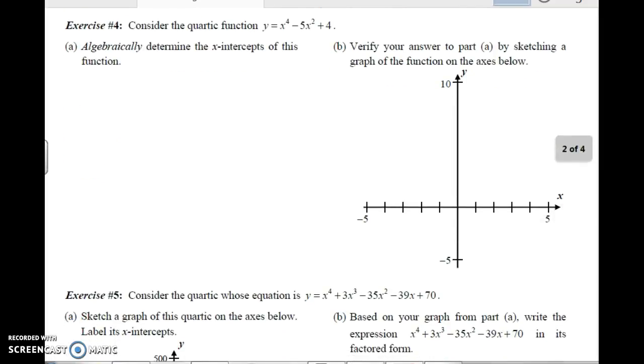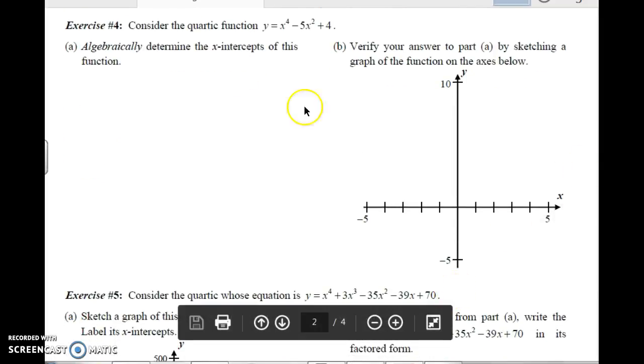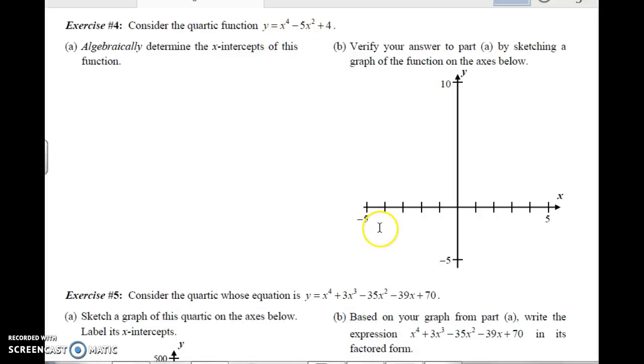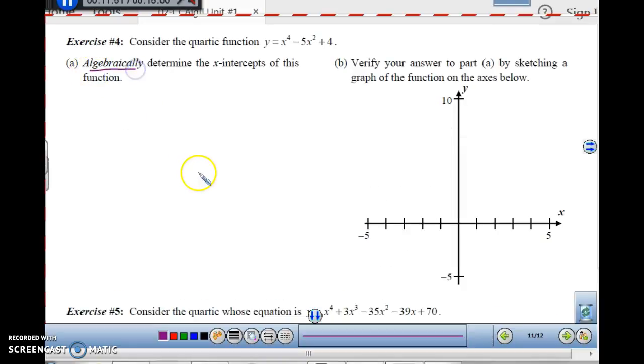Okay, now let's look at a quartic function. Consider the quartic function y equals x to the fourth minus 5x squared plus 4. Algebraically, again, determine the x-intercepts of the function. X-intercepts is when y is equal to 0. So we have x to the fourth minus 5x squared plus 4 is equal to 0. Okay, we want to factor this. Now, this doesn't have a GCF, but it does have 3 terms, so it's probably going to be double bubble. So let's double bubble this.